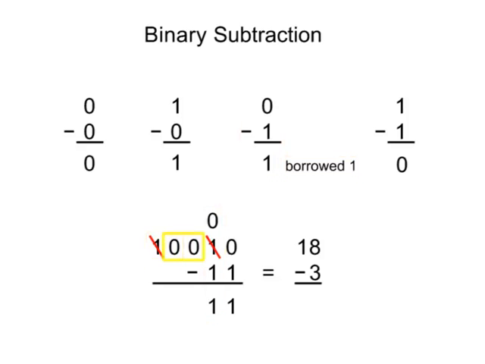Therefore, the third and fourth digits of 18 also become 1s, and drop down to yield a sum of 1, 1, 1, 1, or 15.